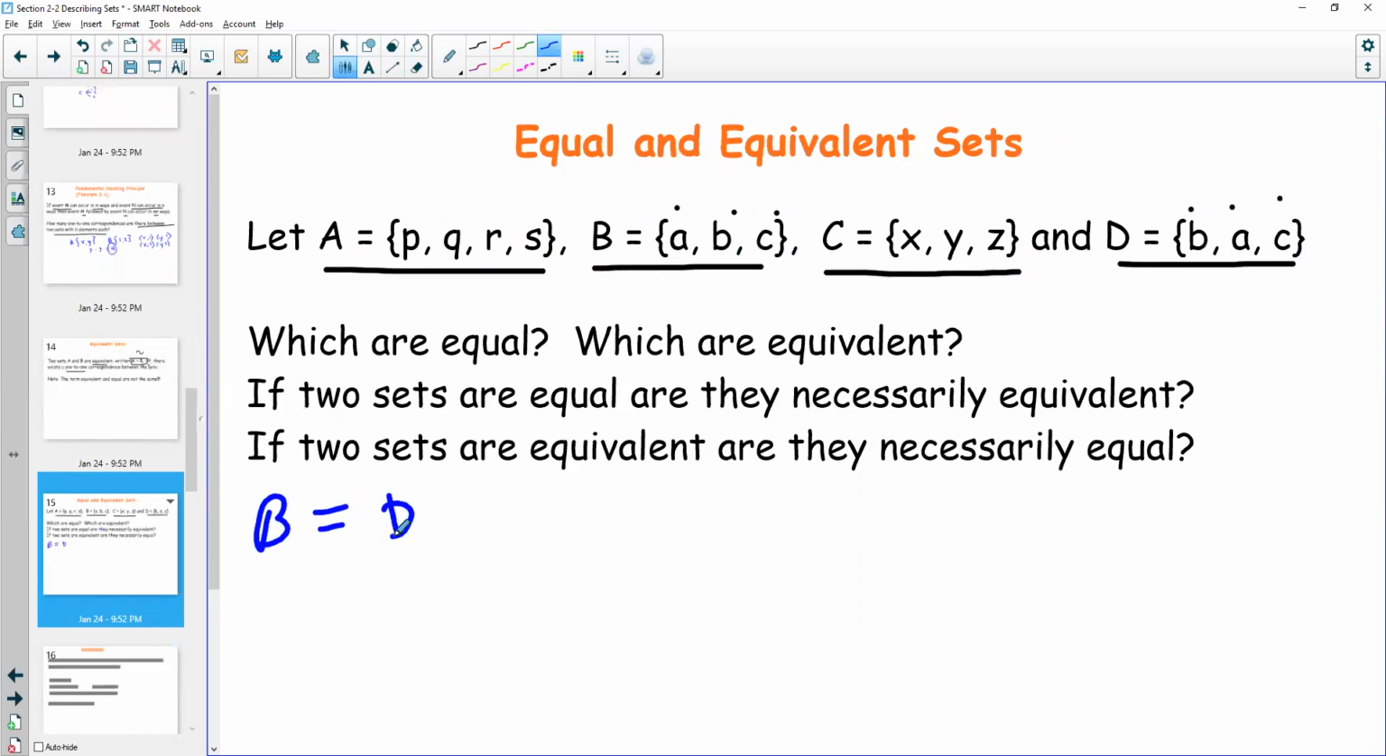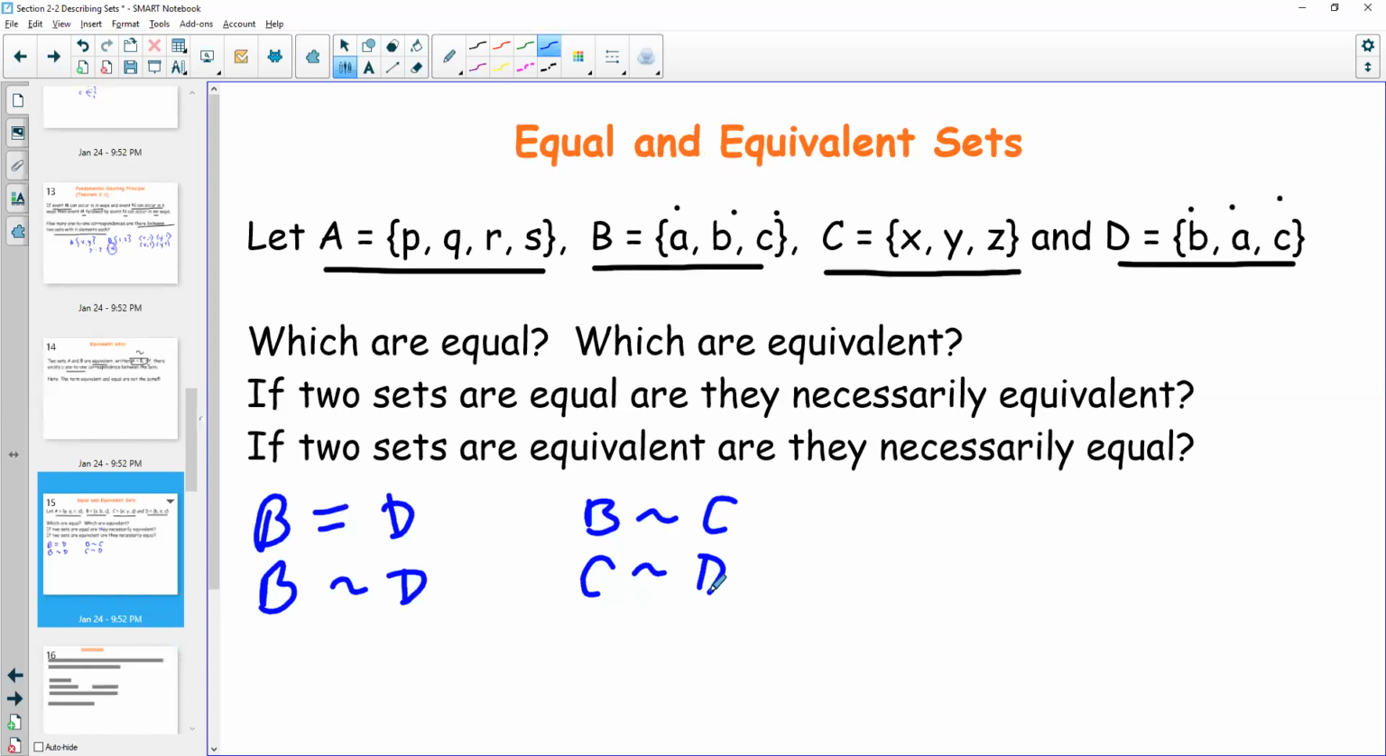Are there any that are equivalent? Well, yes. B and D could also be set up into one-to-one correspondence, since the number of elements there match. But B and C also have the same number of elements. You can one-to-one correspond them. So B and C are equivalent. C and D, also equivalent. They have the same number of elements, so we could match them up.